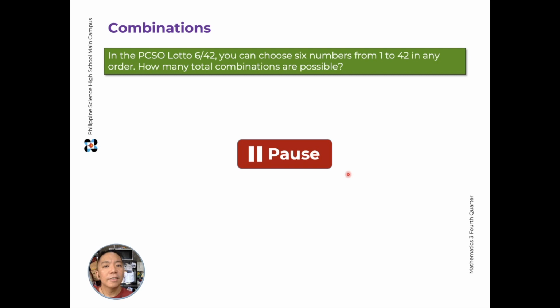Let's pause this. Maybe get a calculator and see if you can compute for the number of combinations of 6 numbers from 42 choices, and let's compare our answers.